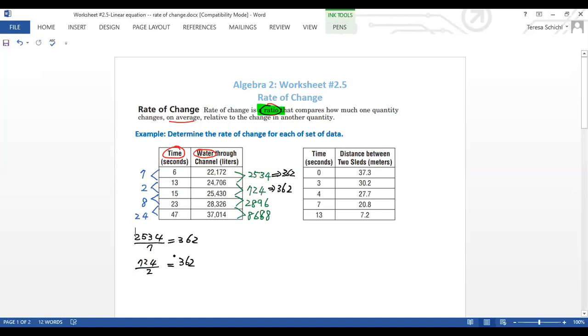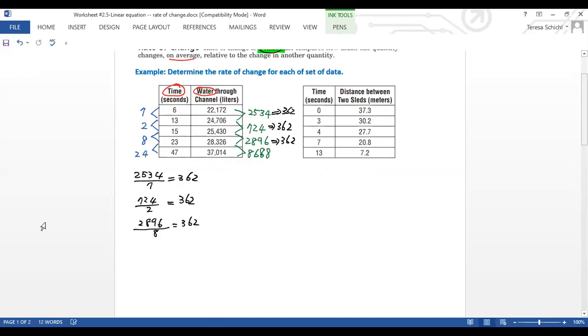And then the next one here is 2896, corresponding to a time change of 8. So this is 362. Wow, so I have a constant rate. Then the next one here, the change corresponding to a time change of 24, gives me 362. So here I have 362 again.